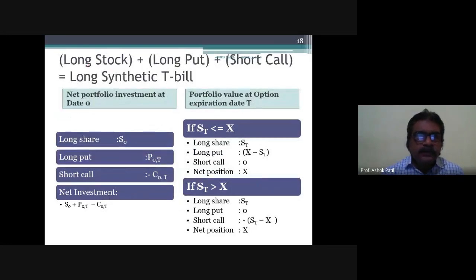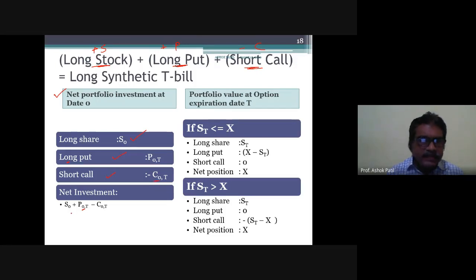Now if you look at the long stock, long put, and short call, it is the same thing as saying this. Instead of writing long every time, I'm just writing plus, and minus for short. Now we can see the net portfolio investment at date zero. Long stock: today's purchase price, which is S0. Long put: the premium which you will be paying, P0T, since you are buying it. Short call: you are selling something, for which you will be receiving the premium.